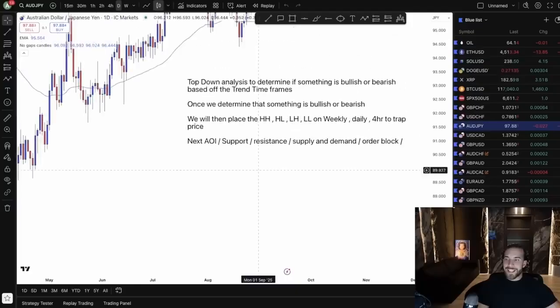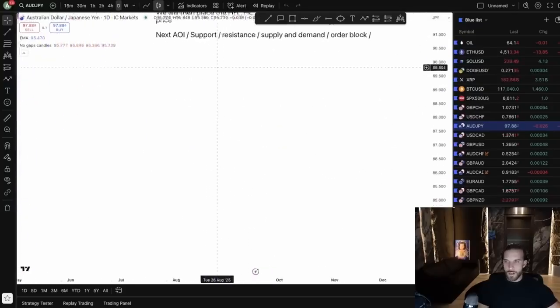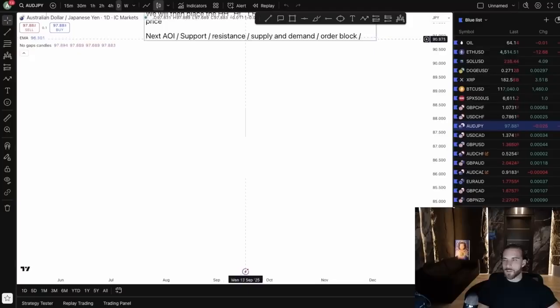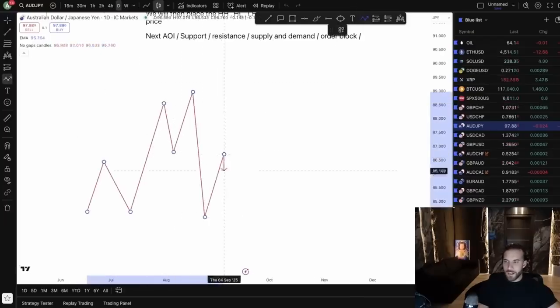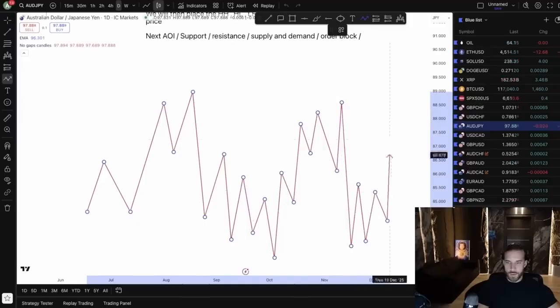Now, before I show you how to do this on the chart, I first need to tell you what this is right here. What is support and resistance? What is a supply and demand zone? What is an order block? What is all of this, right? Very simple. Now, the market, as we have already said in the past, it moves based off of trend and structure points.